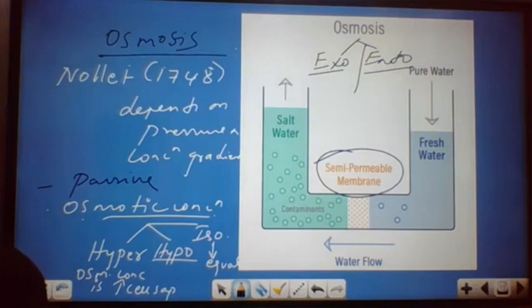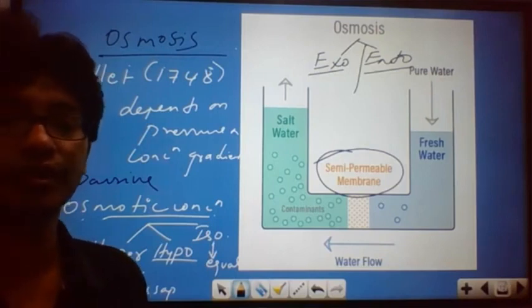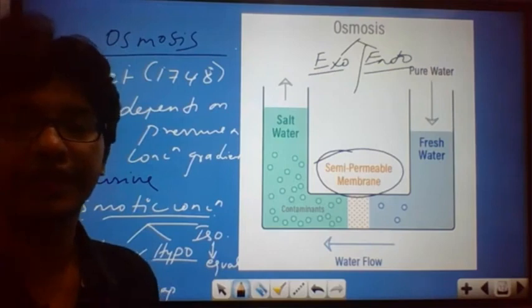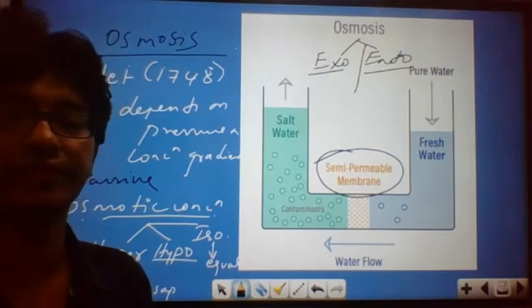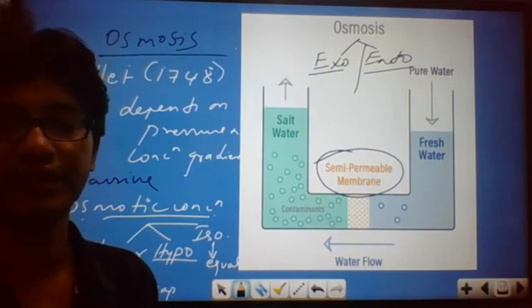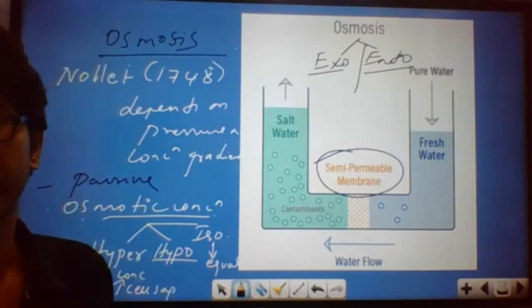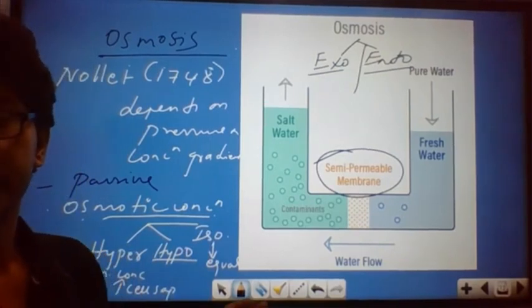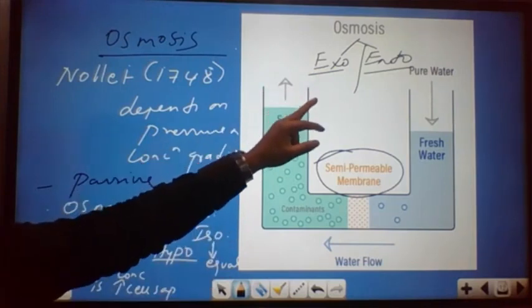Is there any place where we can confirm osmosis as an active process in living organisms, like in plasmolysis? Usually we won't consider this an active process. It is a passive process only. Fine. So we're done with the types of osmotic concentration: hypertonic, hypotonic, and isotonic, and the difference between exoosmosis and endoosmosis.